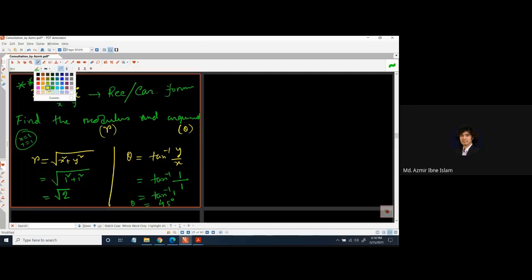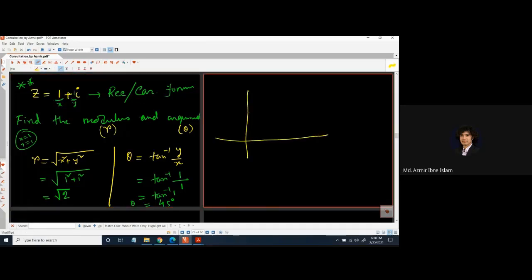So that means initially we have 1 plus i. Remember, any complex number is a point, so we can also write it as (1, 1). So this is 1 and this is 1. So the point is here, (1, 1), and don't forget to draw a line.